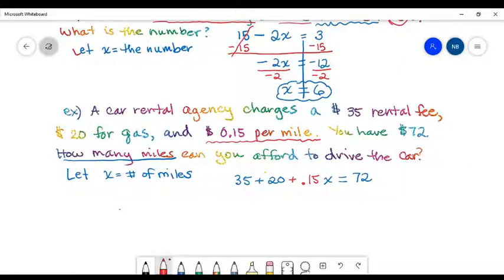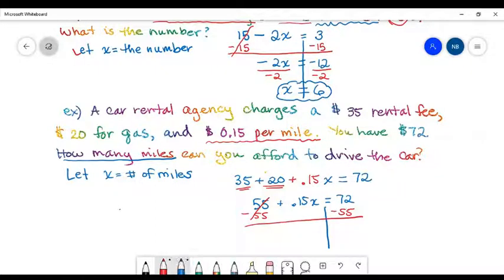All right, well, I see some simplification. So before I start solving, I'm going to combine my like terms. 35 plus 20 is 55, plus 0.15x equals 72. Now I'm going to start solving. I'm going to take away the 55 from the left, which leaves me with 0.15x alone on the left. 72 minus 55 is 17.